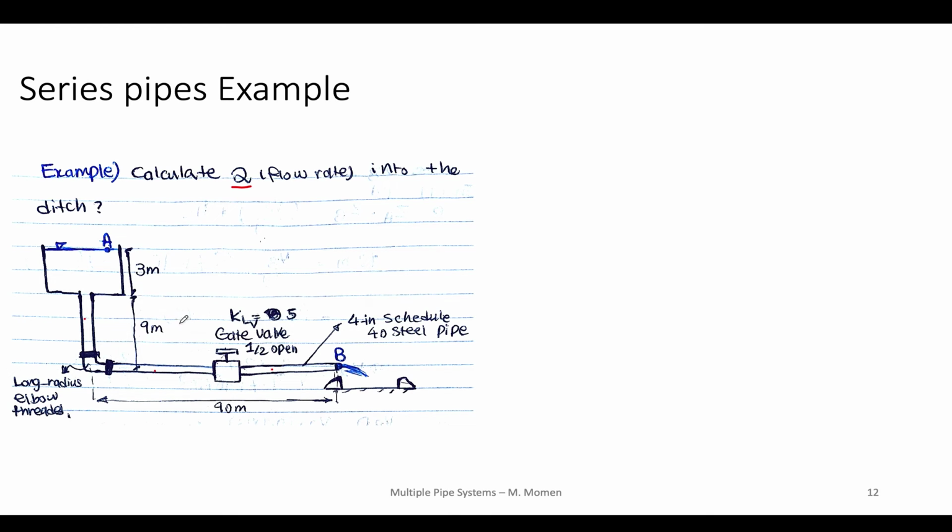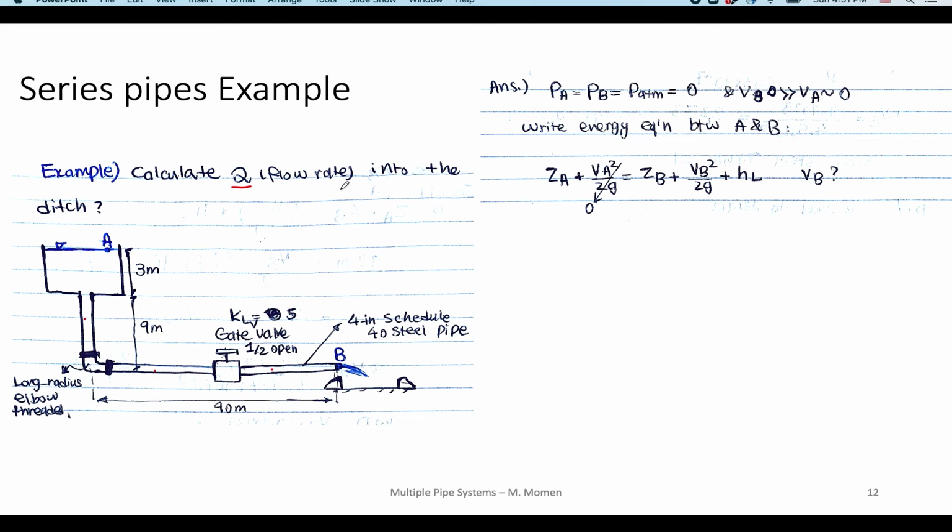And other than that, we also have to find the major head loss, and then using all this information we should be able to find the flow rate, and calculate Q. Okay, so now let's get started, and we start by writing the energy equation between point A and B.